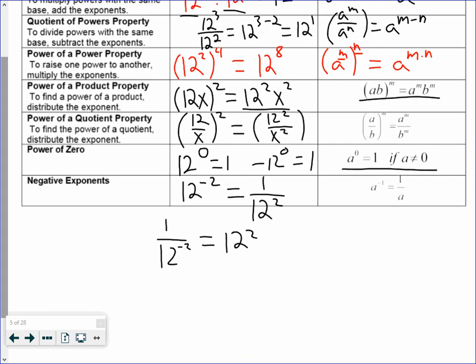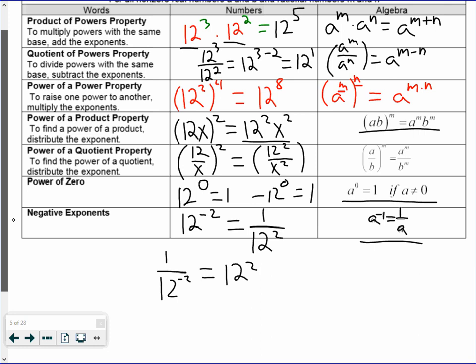And algebraically, that's what it says here. A to the negative 1, it's a little hard to see, will equal 1 all over a. Just move the base to the other side of the fraction and change the exponent into a positive.